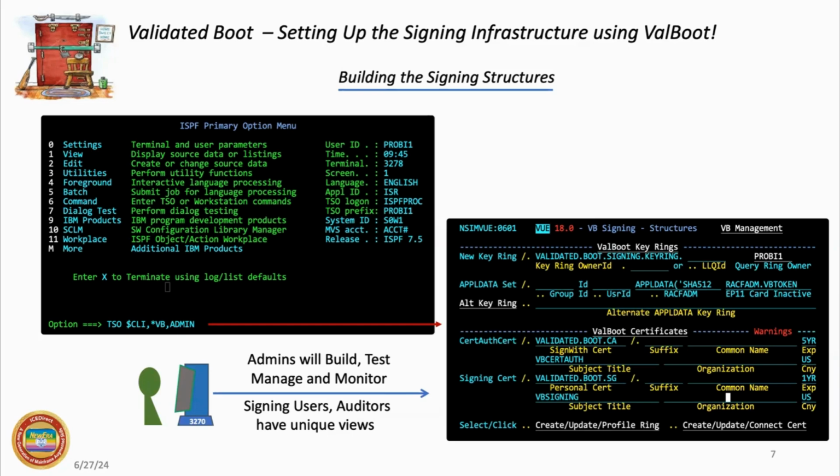Administrators in the ValBoot environment can build, test, manage, and monitor the ValBoot configurations, while signers and auditors get their own unique view. Stated simply, ValBoot provides controls that ensure role-based integrity over it, so that administrators have one set of rules that can be followed, auditors have another set of interfaces, and signers have their own to validate that their structures are, in fact, operational.